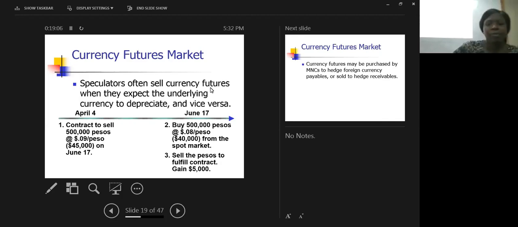On June 17th, they would buy 500,000 pesos at 8 cents. What they're doing here is closing out the contract. You see, the contract is to sell, so you close it off by buying. Again, these things might be obvious to you guys, but when I learned this, I could never understand how you can close a derivative contract by taking the offsetting position. It just didn't make any sense to me. Where does the contract go? They're just like, yeah, okay, you have a sell and you do a buy.